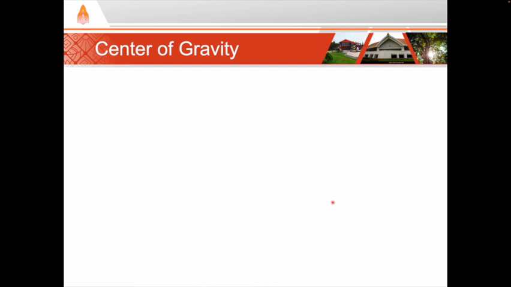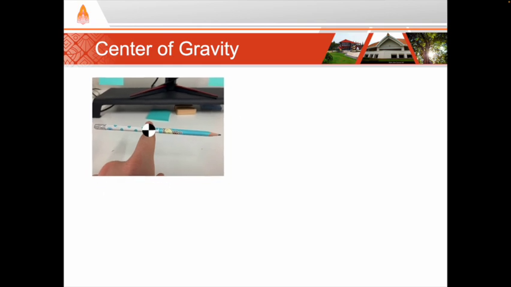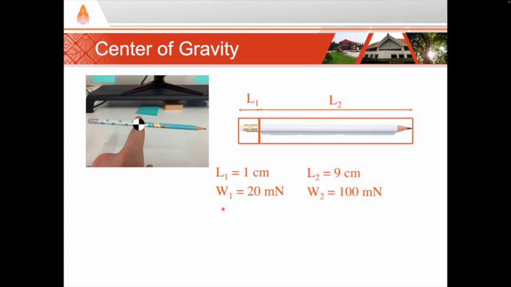Imagine you tried to balance your pencil on your finger. The place on the pencil where it stays balanced is the center of gravity. Let's imagine that we know that the metal part of the pencil has a length of 1 centimeter and weighs 20 millinewtons, while the wood part has a length of 9 centimeters and weighs 100 millinewtons. We also know that the center of gravity of each of these pieces is in the middle of their sections.